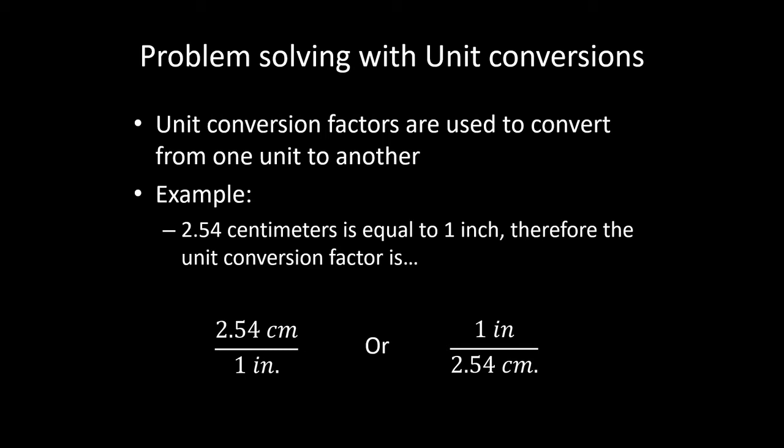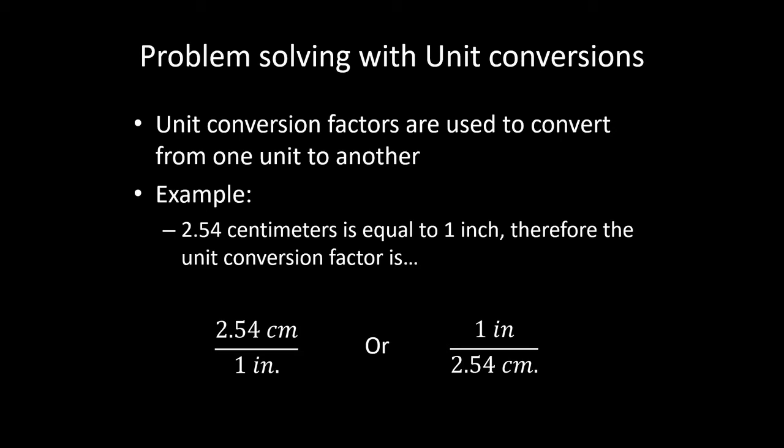And what unit conversion factors are is they are simply an equivalency, so taking two things that are equal to each other and placing them into a fraction. So for example, 2.54 centimeters is the same thing as 1 inch. If you take the actual distance of 2.54 centimeters and you compare it to the distance that is 1 inch, they are exactly the same size. They are the exact same thing. So 2.54 centimeters is equal to 1 inch.